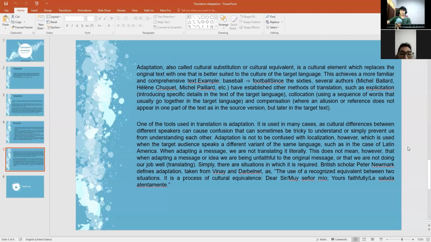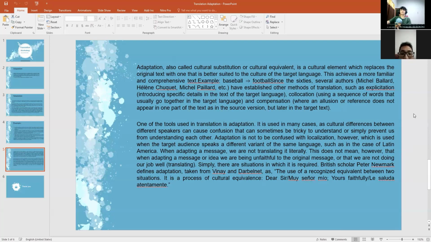When adapting a message, we are not translating it literally. This doesn't mean, however, that when adapting a message or idea, we are being unfaithful to the original message, or that we are not doing our job well as translators. Simply, there are situations in which it is required.